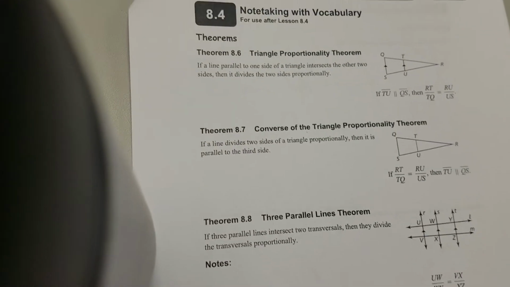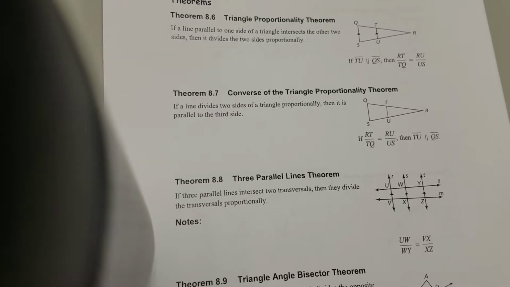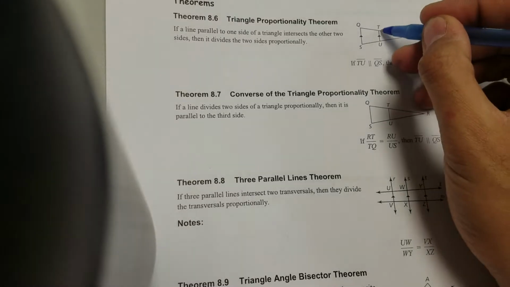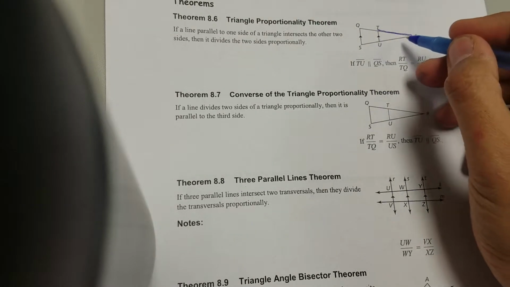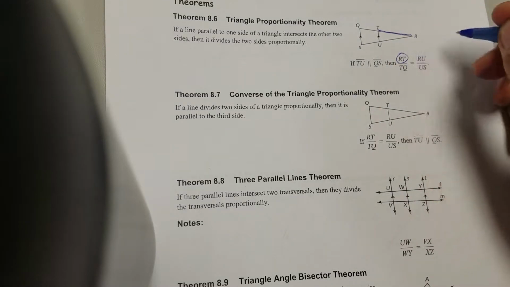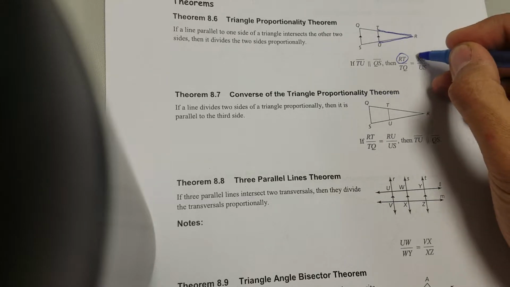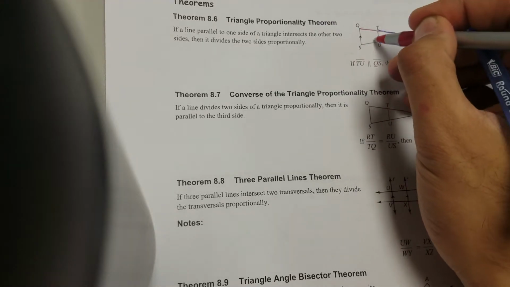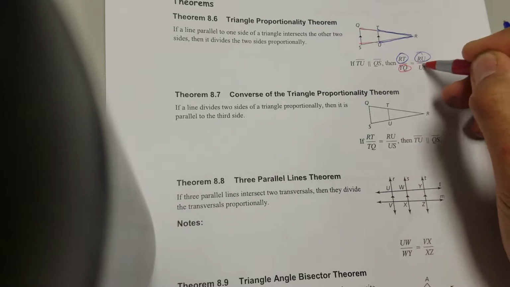Okay, 8.4. This is the last section of the chapter 8 notes. So just some things to highlight here. RT and then TQ. So this is RT, RU. So these are both on top. And then down here, TQ and QS, these are both on the bottom.